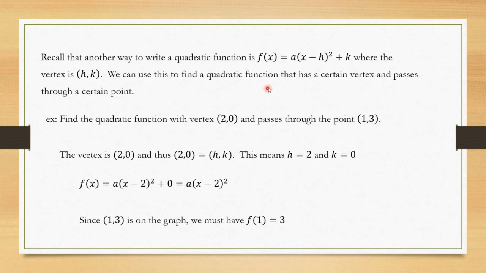I mean, if we know the vertex of the quadratic function, of the graph, and we know a point it passes through, we can come up with a formula. For instance, let's find a quadratic function whose vertex is (2, 0), and it passes through the point (1, 3). The graph passes through, that is.